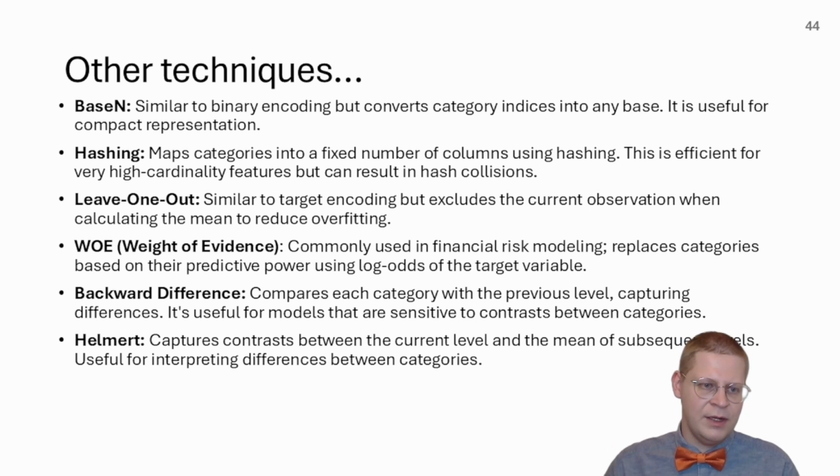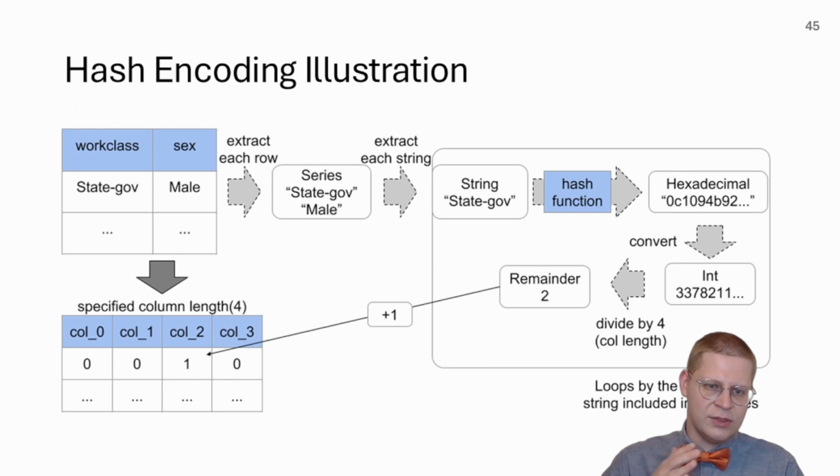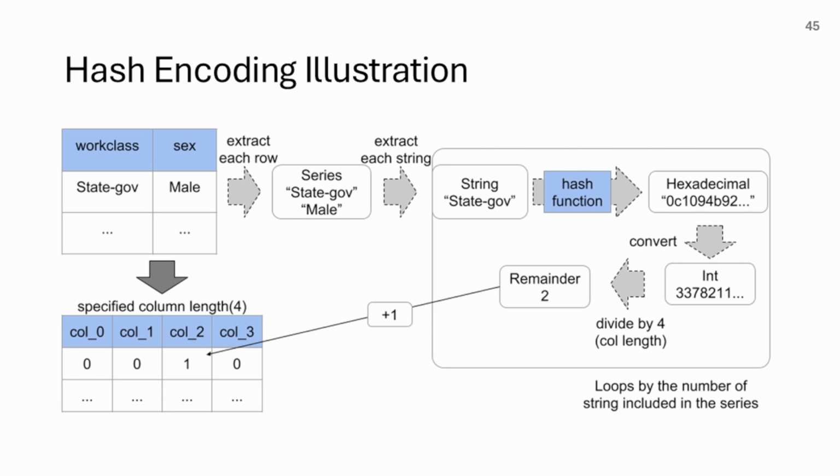There are many other techniques, so I won't stop here, but some of them like weight of evidence, hashing, we'll discuss during the next lectures. Just to highlight, the hashing is a pretty sophisticated approach, but this one helps you reduce the dimensionality. That's pretty interesting and pretty useful technique.